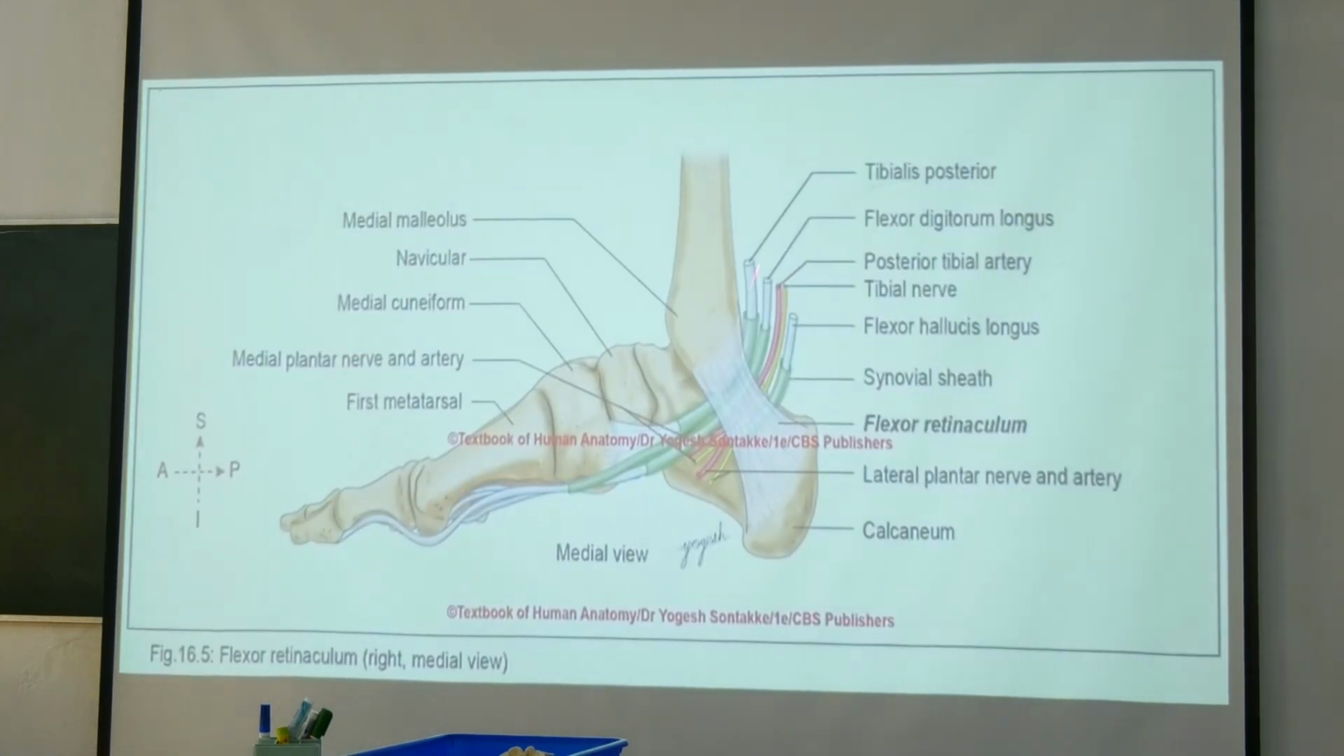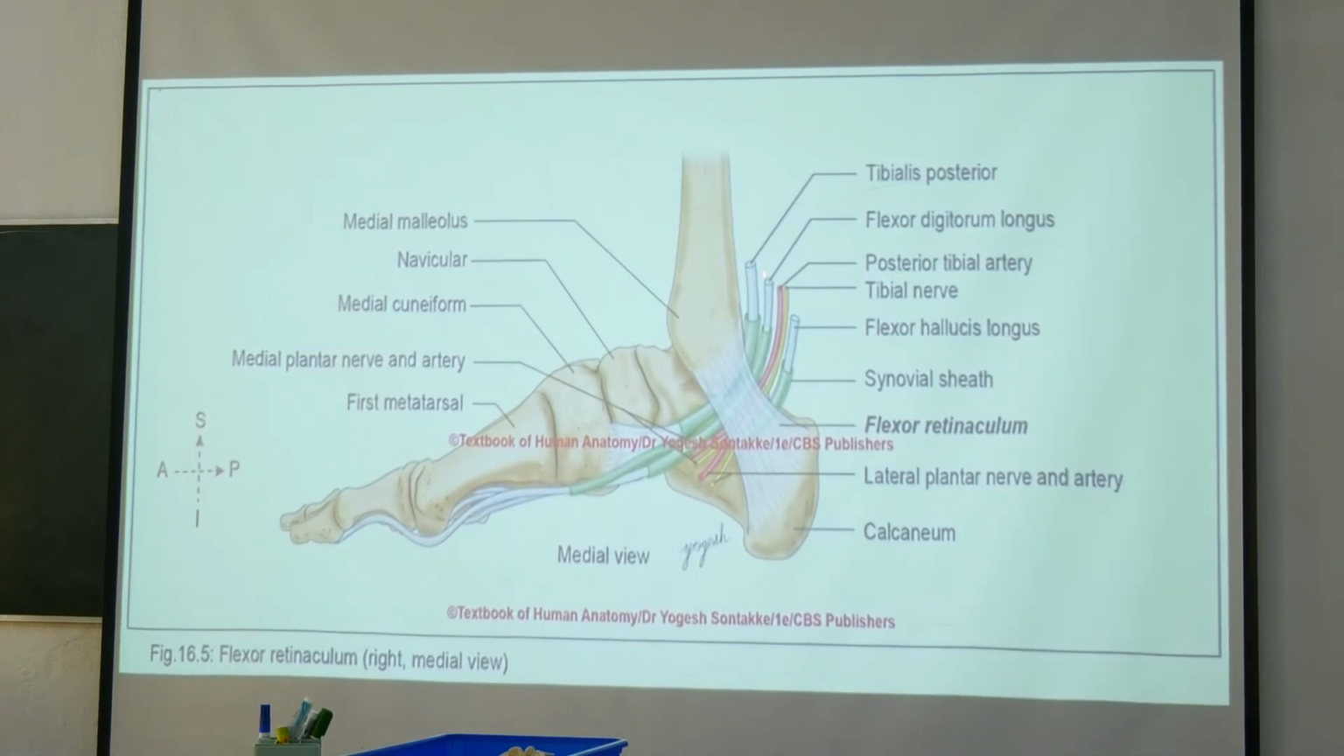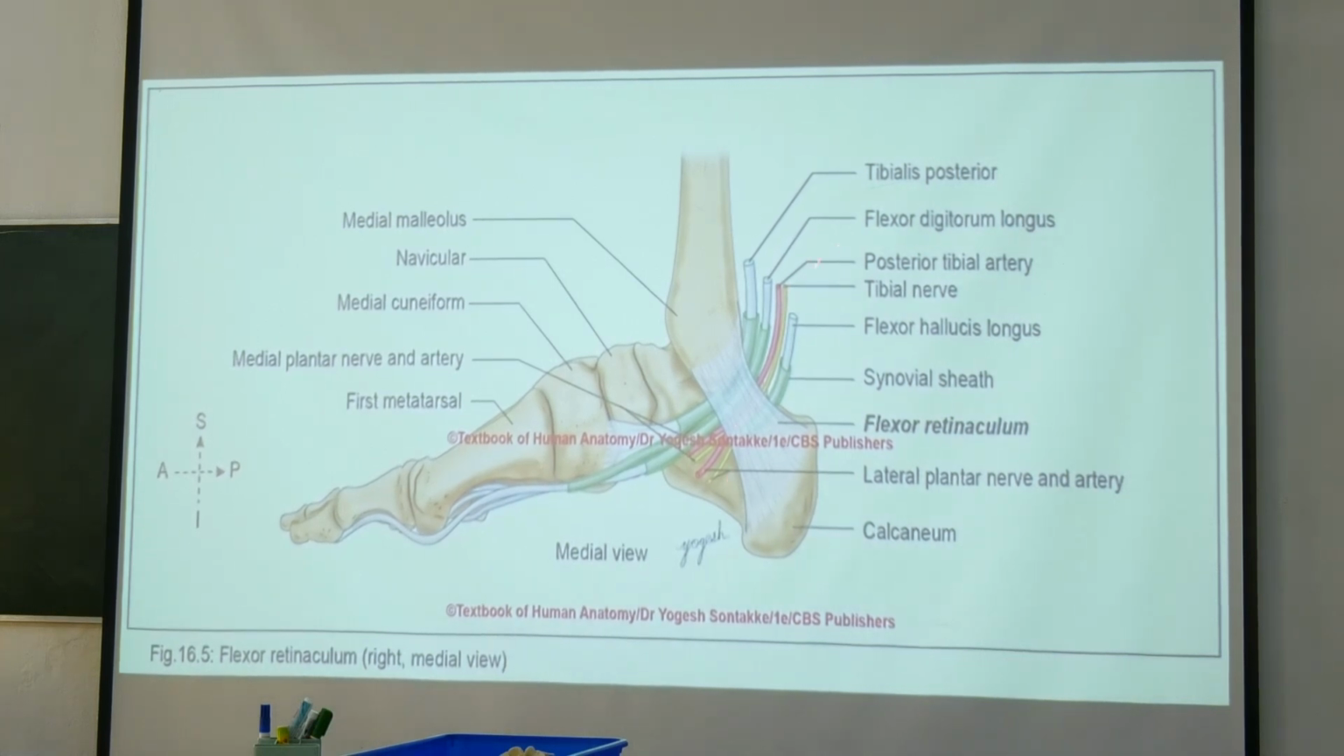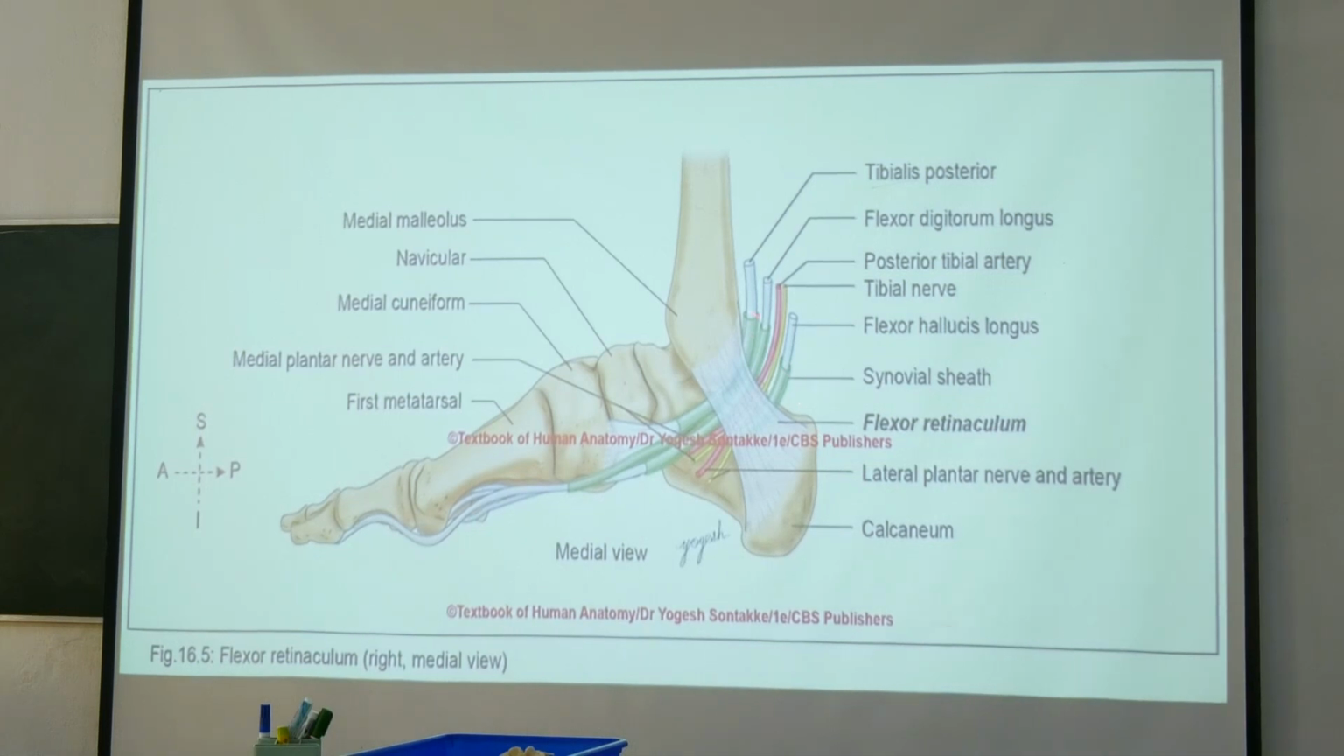See, this is the location of the flexor retinaculum. Okay, under cover you can see those structures: tibialis posterior, flexor digitorum longus, posterior tibial artery, tibial nerve, flexor hallucis longus. These are the structures. Okay.